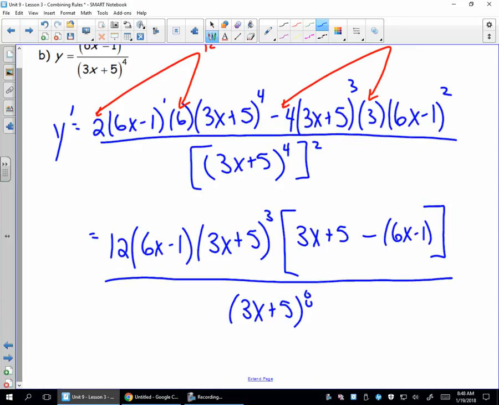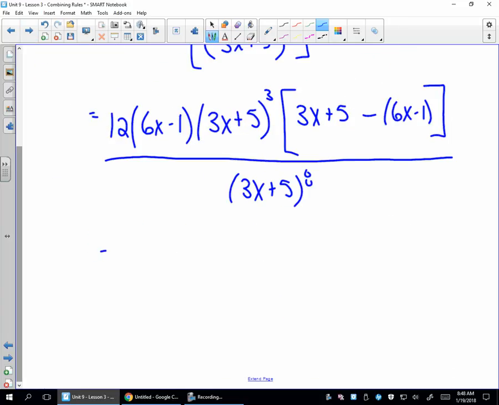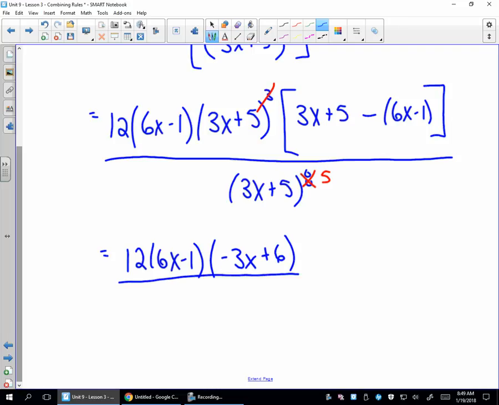I think we should be able to cancel some top and bottom stuff, which we can. And I can cancel all 3, which makes this a 5. Inside the brackets, that's an easy thing to collect. Of negative 3x and 5 minus negative 1 is plus 6. And on the bottom, we get a 3x plus 5 to the 5. And we're done. There's our quotient rule.